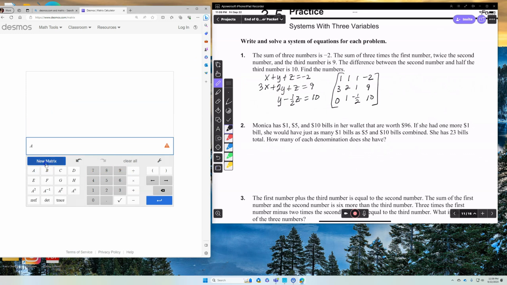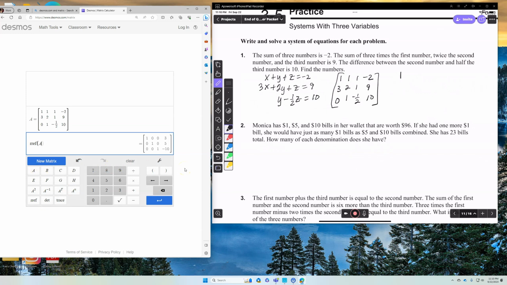And here's our matrix. It's 3 rows, 4 columns. So I have 1, 1, 1, negative 2. Make sure you're accurate. 3, 2, 1, 9, 0, 1, negative 1/2, and then 10. I'm going to go ahead and press enter. I'm going to go ahead and type in RREF, type in A.